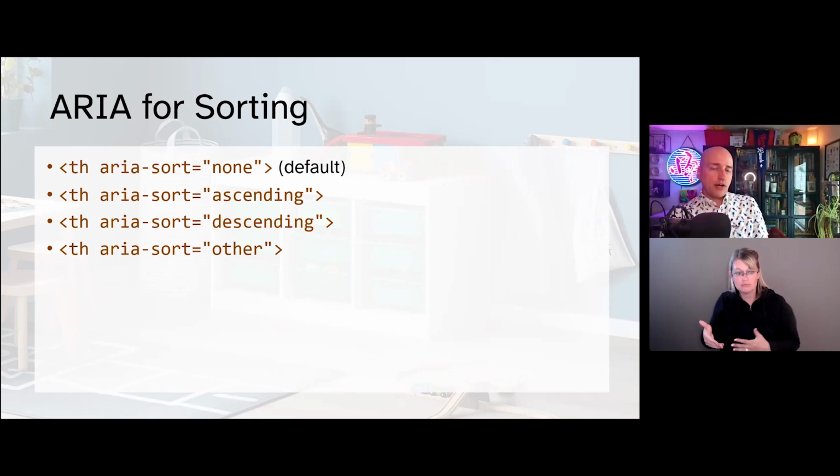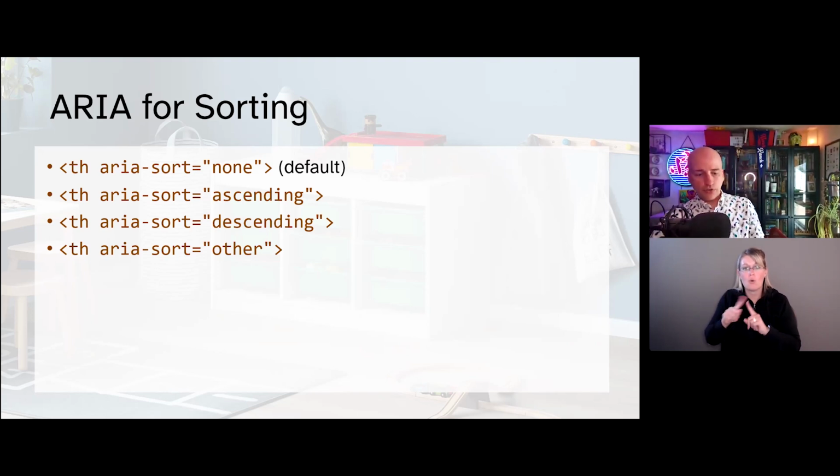Now, currently in ARIA, only one column can be sorted or should be sorted at a time, though there is some work ongoing to remove that restriction. For what I'm doing here, I am cycling between descending and ascending with every click of the sorting button, and I only remove ARIA sort from a column header when I sort another column.